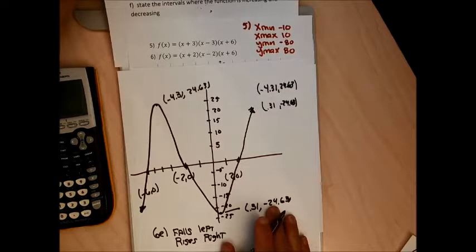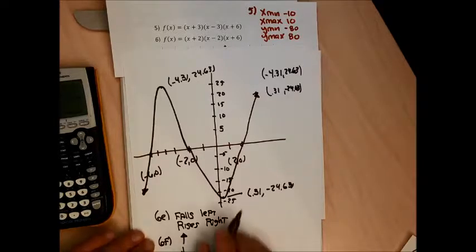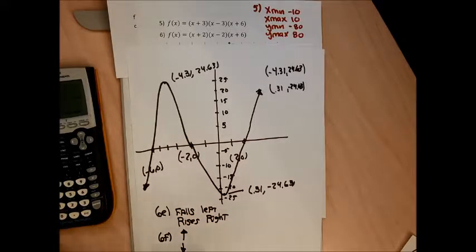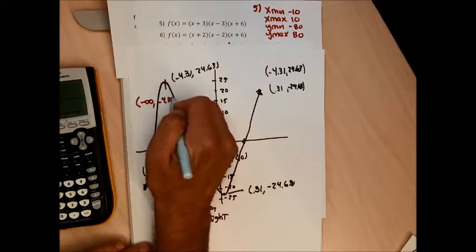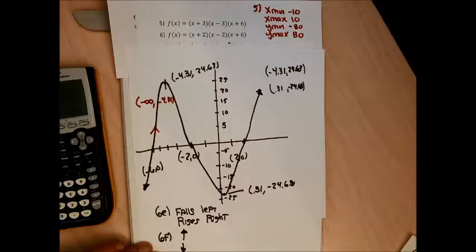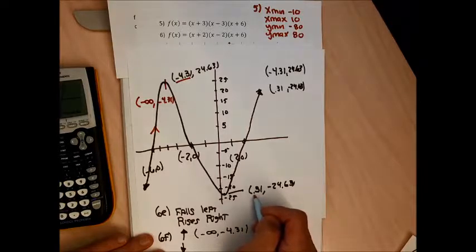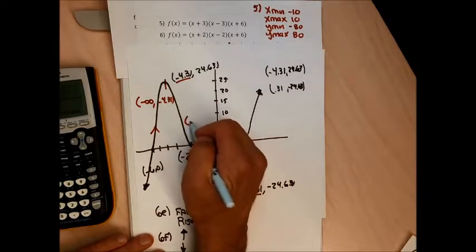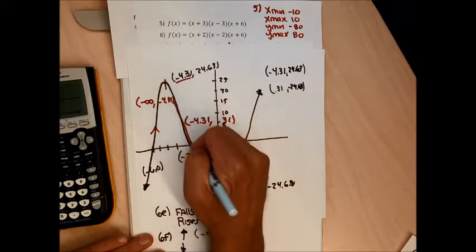Part F, do the increasing and decreasing intervals. So for 6F, I need the increasing and decreasing intervals. The first interval I'm going to concern myself with is this interval that goes from negative infinity to negative 4.31, and the graph is increasing in that interval. So in the interval from negative infinity to negative 4.31, the graph is going to be increasing. The next interval is going to go between this x-coordinate and this x-coordinate of the turning points. It's going to go between negative 4.31 and 0.31, and in that interval the graph is decreasing.